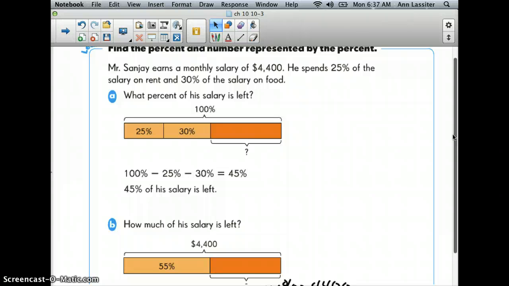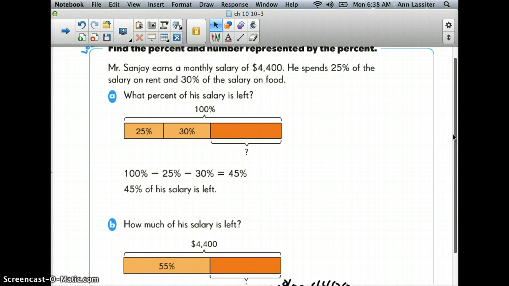So this bar model shows you the bar, which would be his whole salary, which is 100%, and 25% and 30% reflect the information they gave you. So if I subtract 25% and 30% from 100, what I have remaining is 45%. The next question says, well, how much of the salary is it?